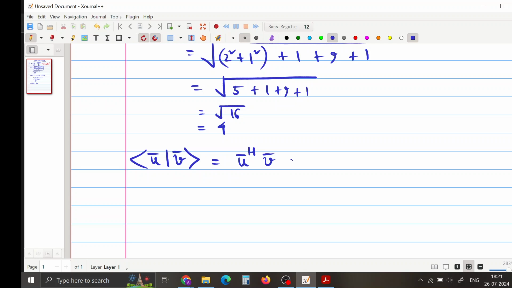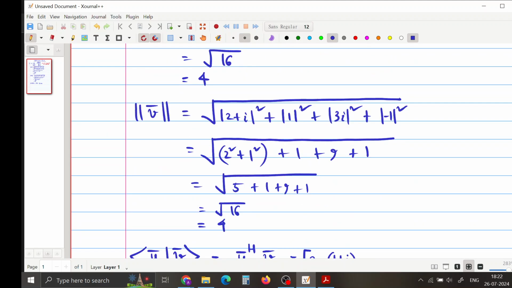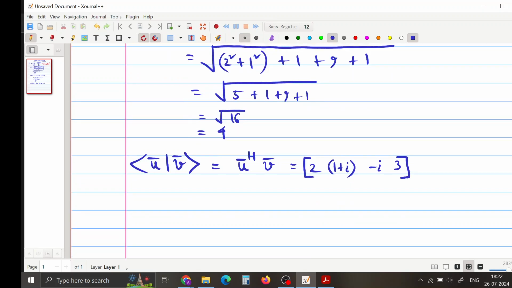So it becomes 2. The second element now becomes, okay, 2 remains 2 because it's a real number, right? Taking the complex conjugate of 2 doesn't make any change. It still remains the same. So on taking the complex conjugate of 1 minus i, it becomes 1 plus i. That's what I have written. Similarly, plus i becomes minus i and 3 remains 3. And the vector became now a row vector.